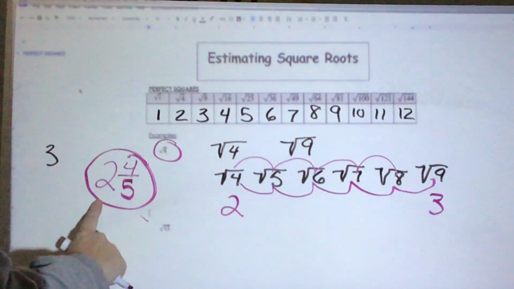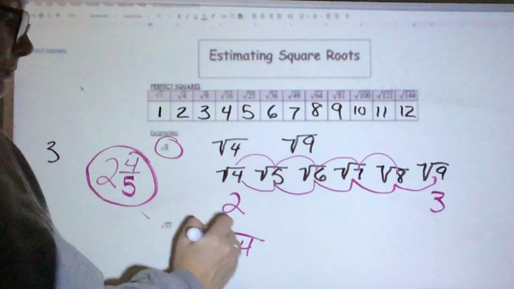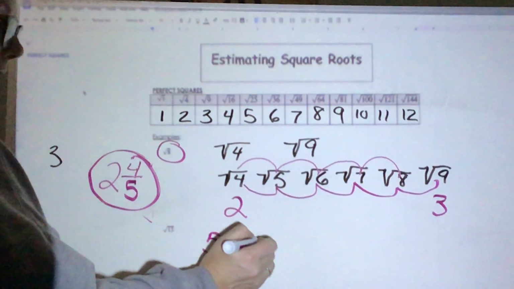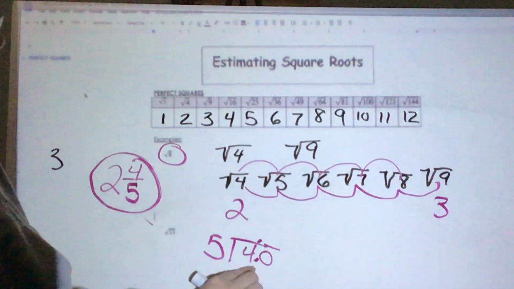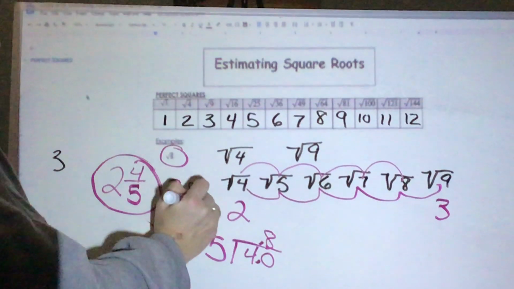Now to make that into a decimal, the top number goes in the box. So I'm doing 4 divided by 5. I'm putting my decimal. 5 goes into 4 8 times. So my decimal would be 2.8.